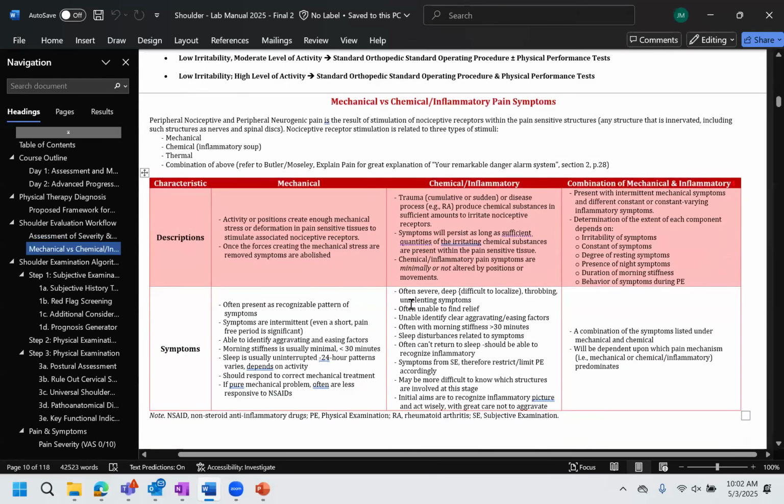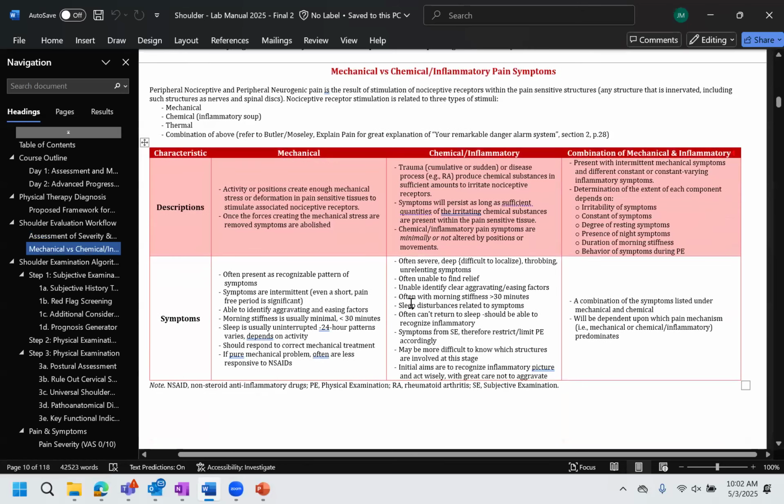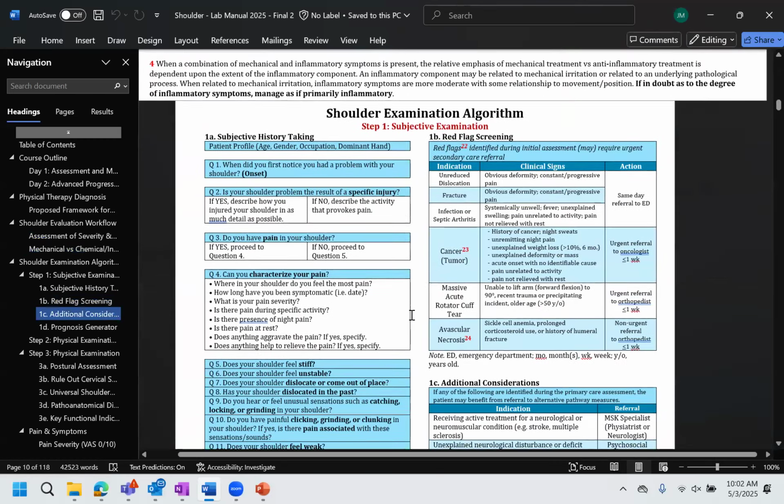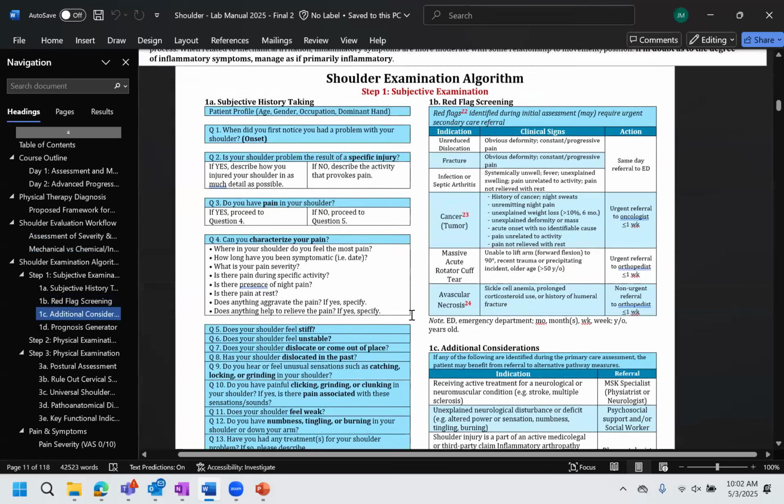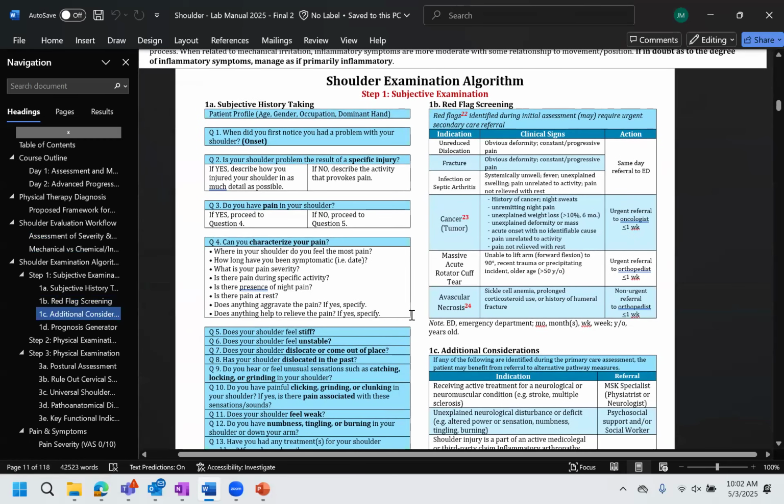I gave you, I think, a nice schematic of determining whether this is a mechanical, like on-off pain symptomatology, or a chemical and inflammatory one. But really where we're going to spend the majority of our session is going to be in these steps 1, 2, and 3 that I alluded to. So step 1 is going to be your subjective examination. Relatively explicitly, I've listed off the primary questions that I think should be asked.